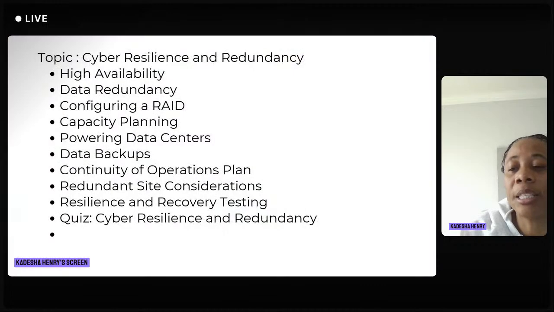And let's see where we are. So we are right here, continuity of operational plan. Then we're going to do redundant site consideration. So we're doing these two together, maybe the three of them together, and then we'll have to come back to the multiple choice. So if I'm doing all three together, then I'll come back to the multiple choice separate.